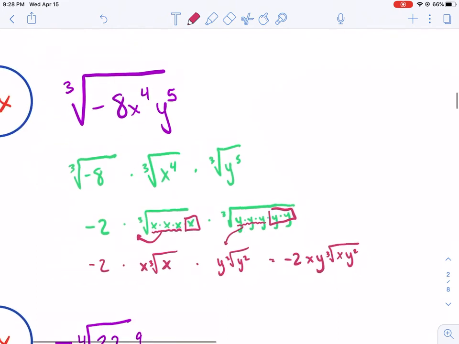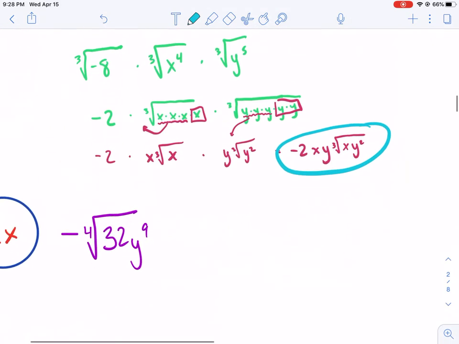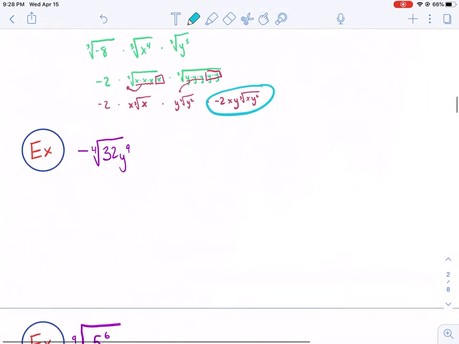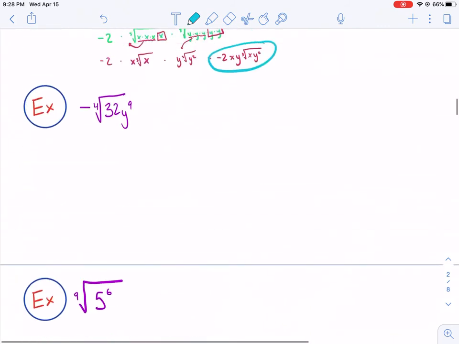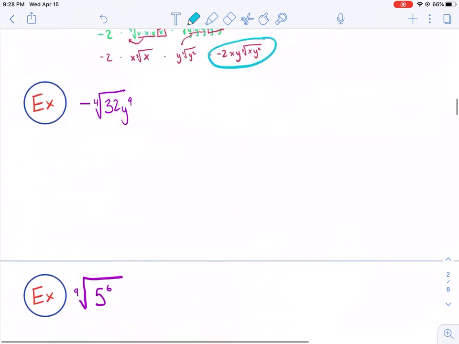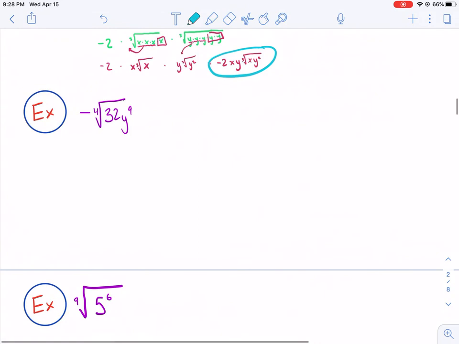-2xy cube root of xy squared. And that's my answer. I know that doesn't look very pretty, but that's what you get. Sometimes you just got to work with the cards that are dealt to you. Here we go. It looks like we have only 2 more examples and we're getting into the last section. I know you guys are probably thankful for that.